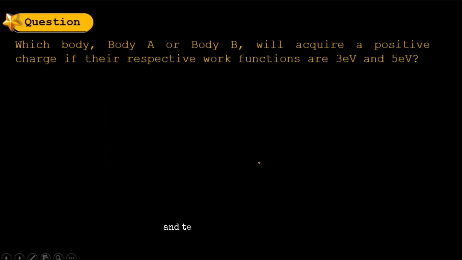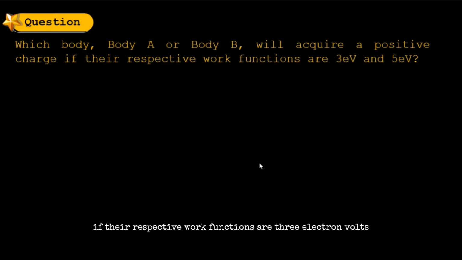Just think about it and tell me which body, A or B, will acquire a positive charge if their respective work functions are 3 electron volts and 5 electron volts.